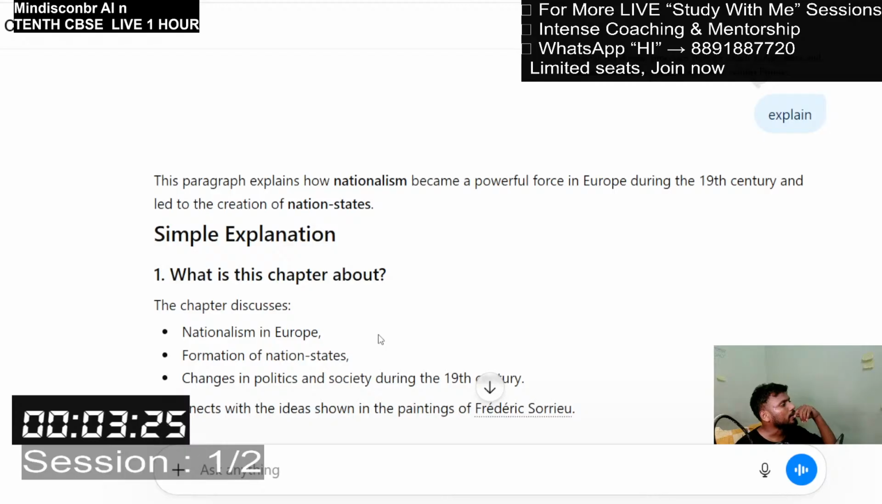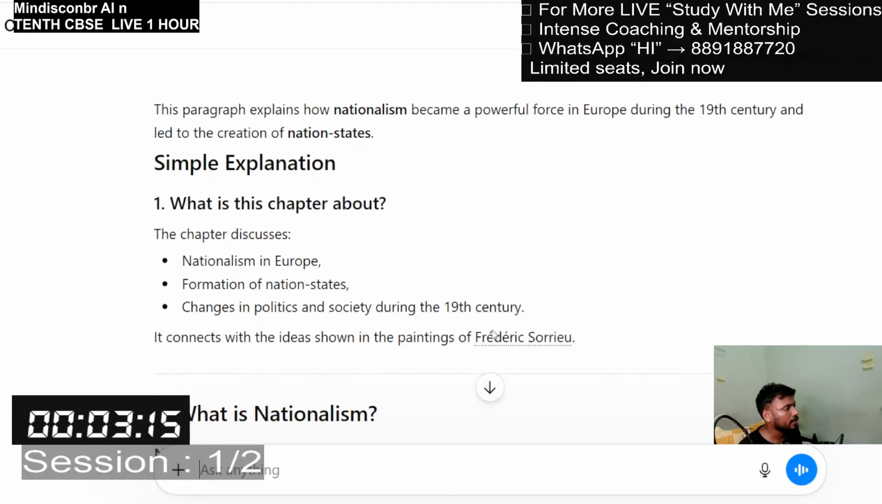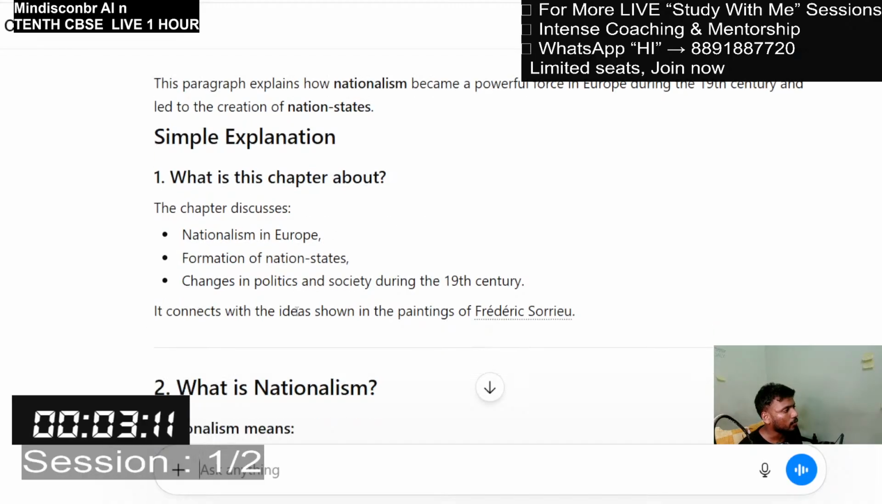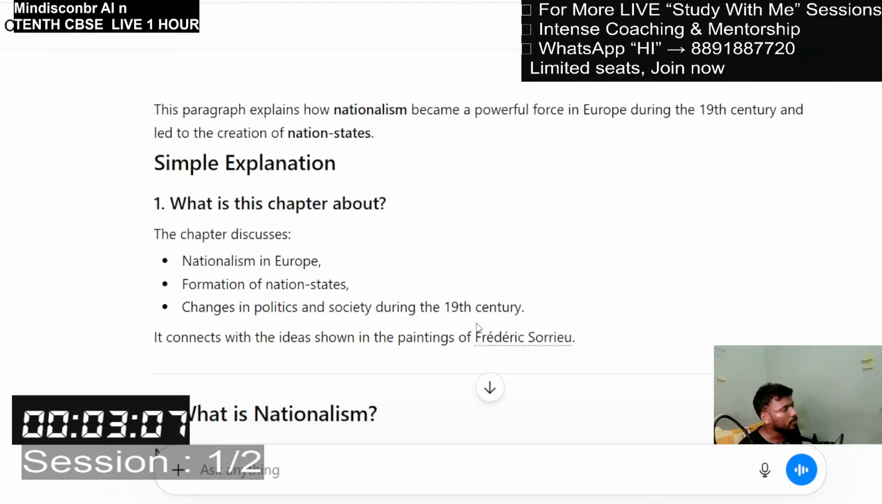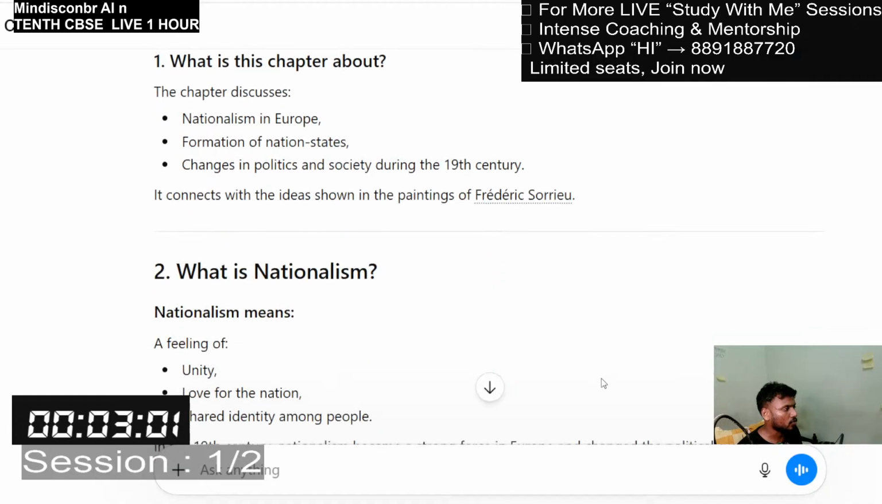This paragraph explains how nationalism became a powerful force in Europe during the 19th century and led to the creation of nation states. Simple explanation. What is this chapter about? This chapter discusses nationalism in Europe, formation of nation states, changes in politics and society during the 19th century. It connects with the ideas shown in the paintings of Frederick Sorio.